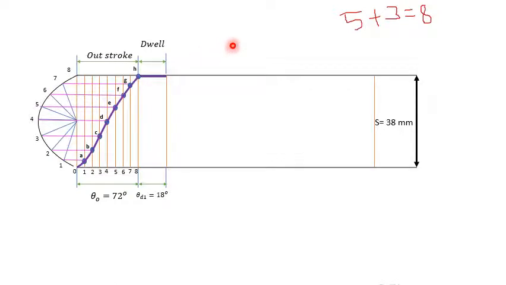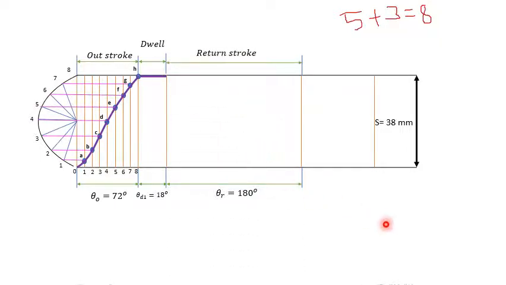The next stroke is the important stroke, that is the return stroke or descent stroke, which is 180 degree. First take the complete 180 degree and locate the return stroke. Next we have to divide this return stroke into two periods: one is the acceleration period, another is the retardation period.